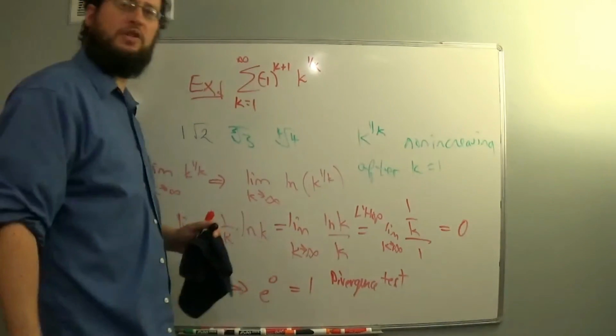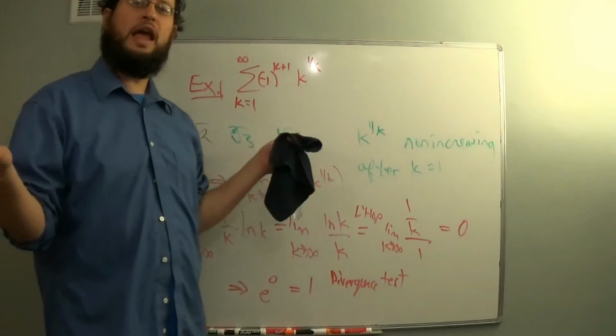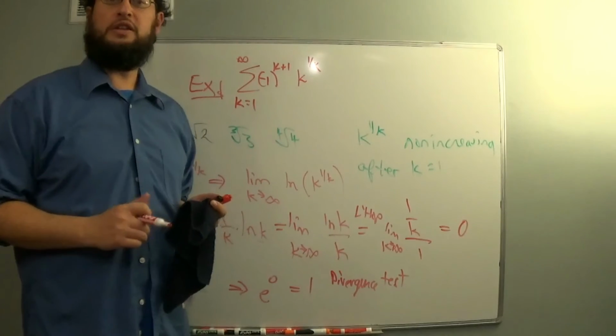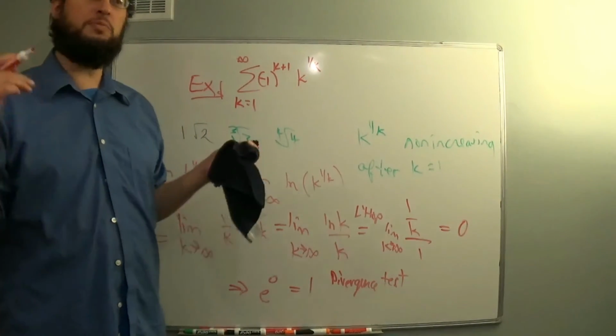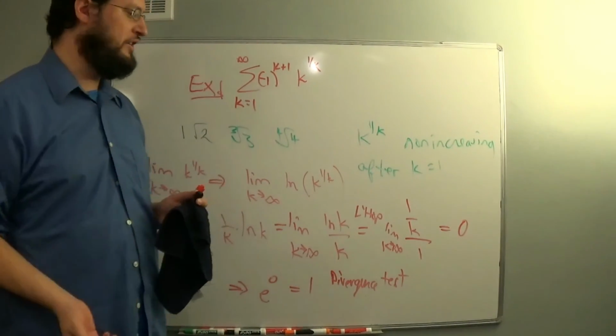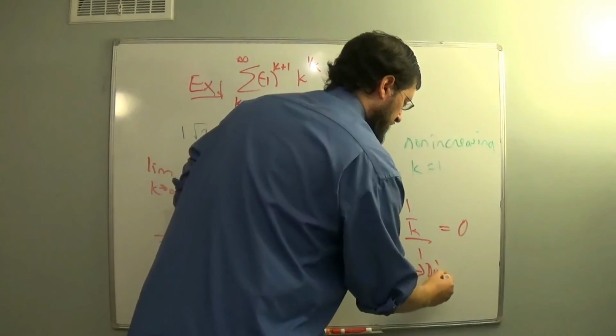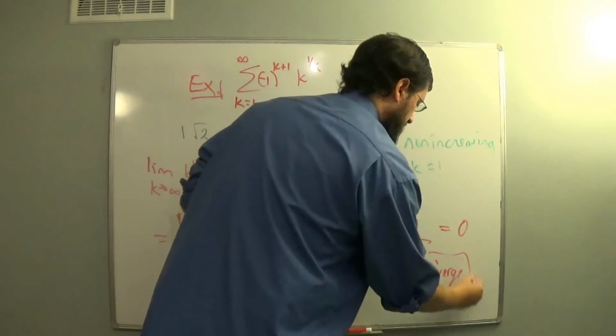remember the divergence test from a little bit back, the divergence test says if the terms go to anything other than 0, then the series itself diverges. The terms must go to 0, but that's not enough. If the terms go to 0, then we can at least continue. If they don't go to 0, then we're done. If they don't go to 0, the series diverges.